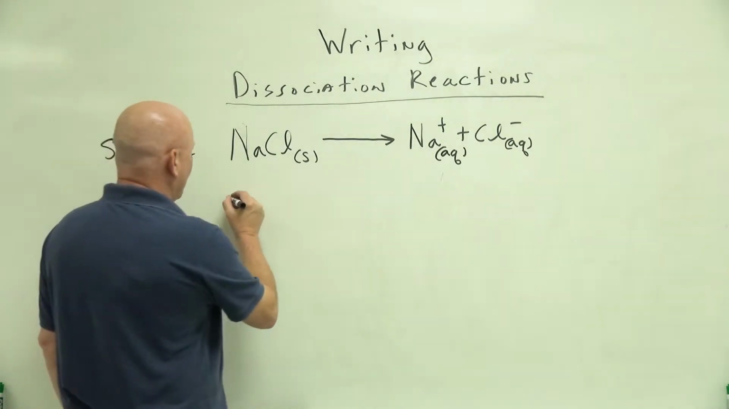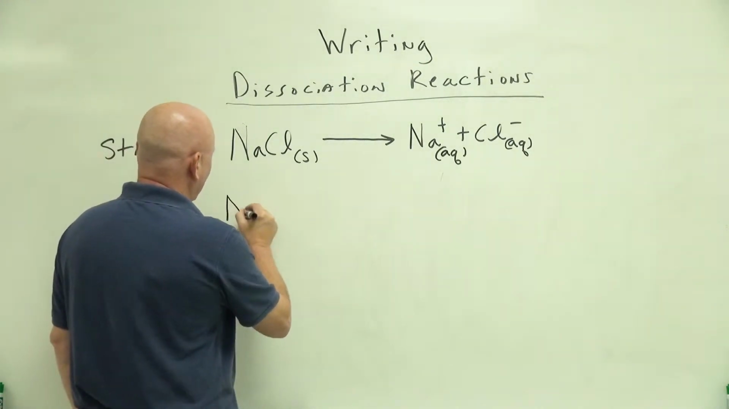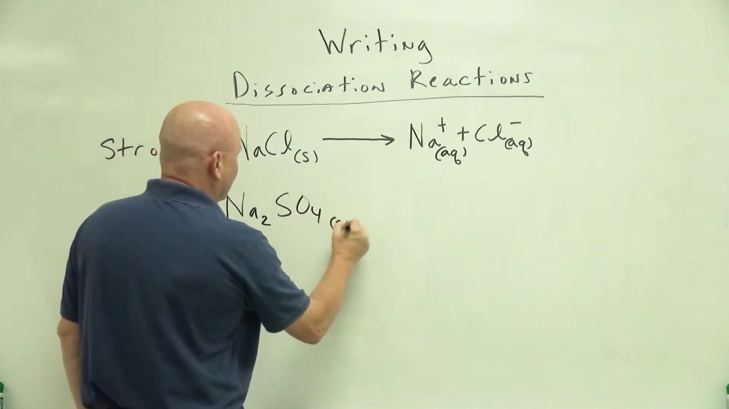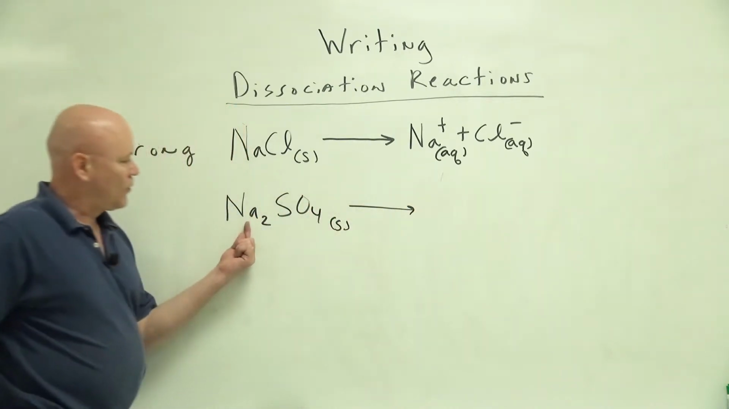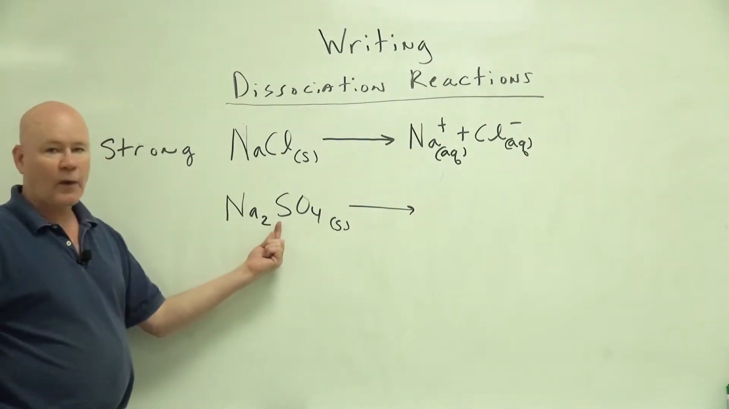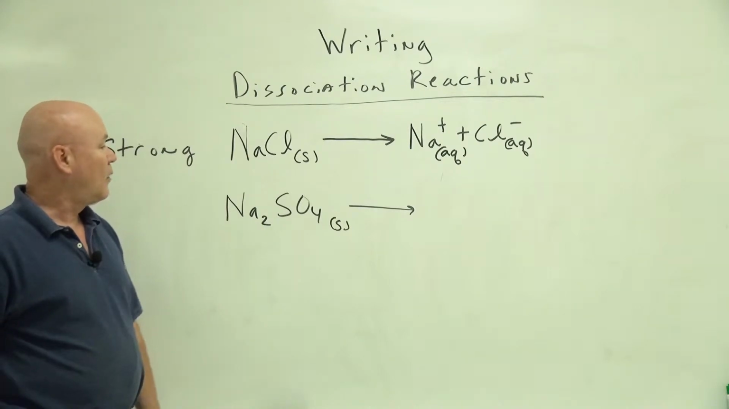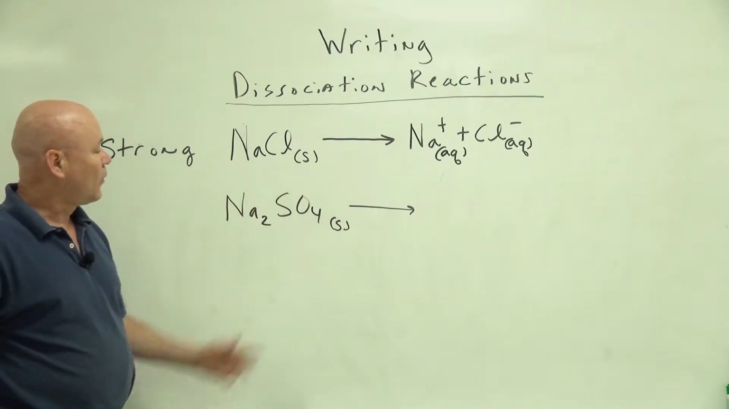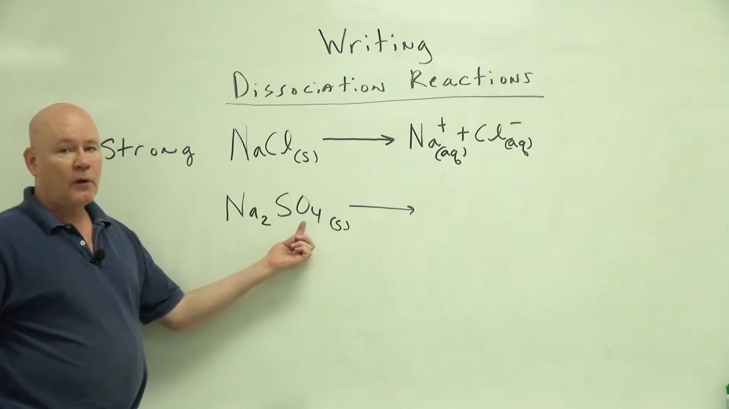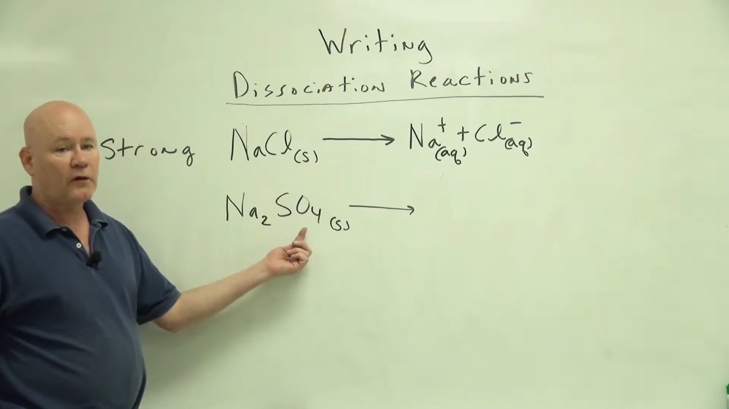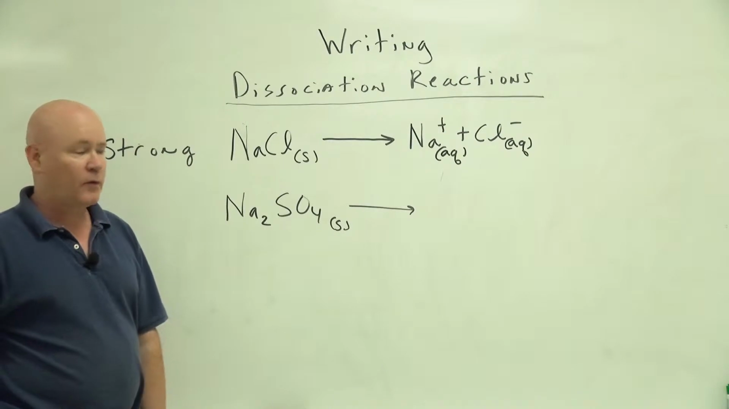How about this one right here? Let's go with sodium sulfate. You should be able to recognize that it's an SO4, which makes it a sulfate. Now, when we write the products over here, we do not break up our polyatomic. Our sulfate is an SO4 2-. It's a polyatomic. Do not break up your polyatomics.